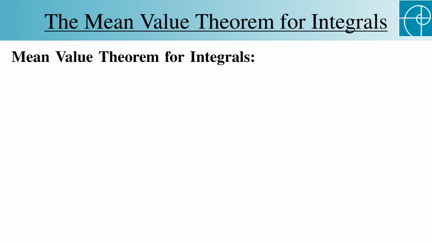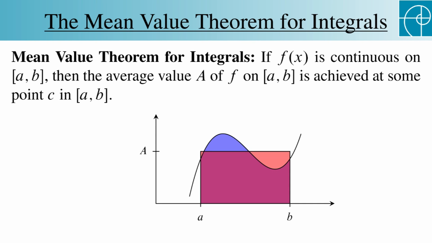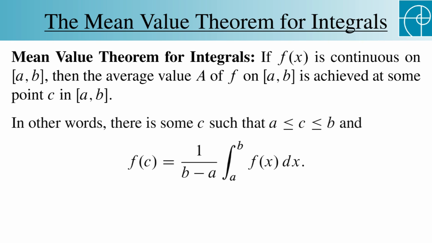Now we can talk about the mean value theorem for integrals. If f of x is continuous on the interval from a to b, then the average value of f is actually achieved at some point c in the interval from a to b. In other words, there is a c in [a, b] such that f of c equals 1 over b minus a times the integral from a to b of f of x dx.